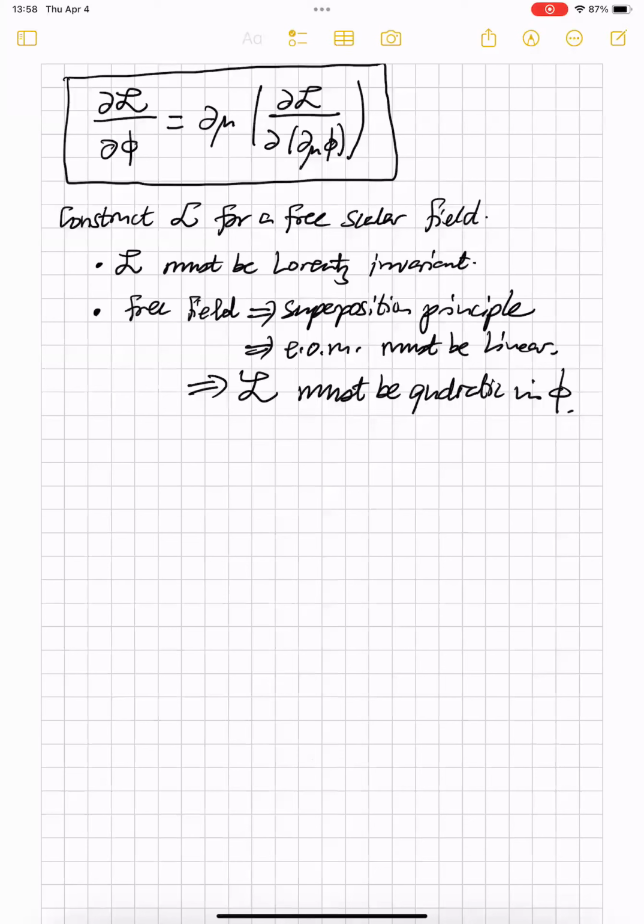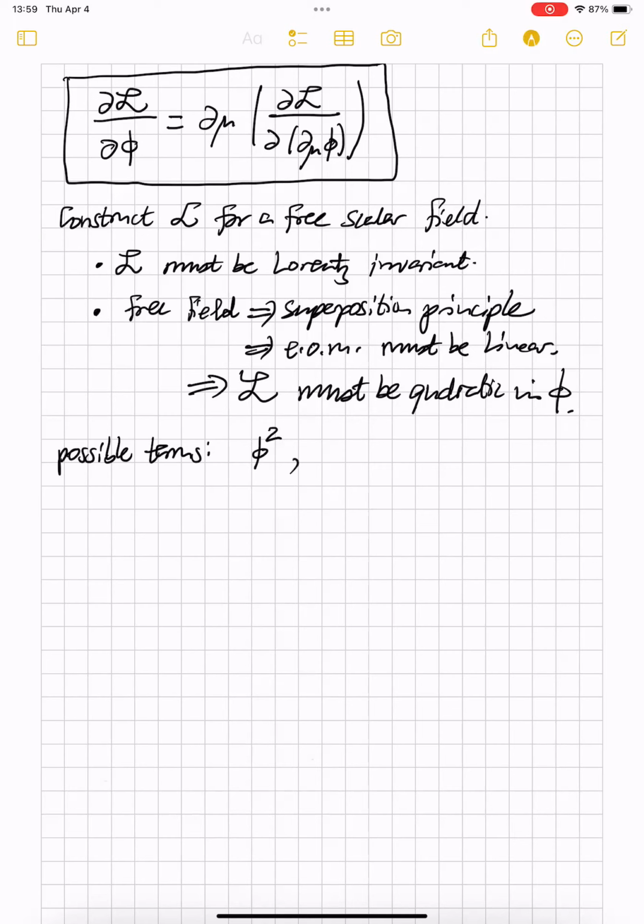Okay, so we now know that our Lagrangian density must be quadratic in phi and that it must also be Lorentz invariant. So let's write down what possible terms we can have. So here are the possible terms. The first, most obvious one is just phi squared. That's a definite possibility.